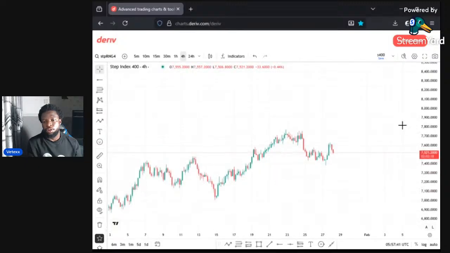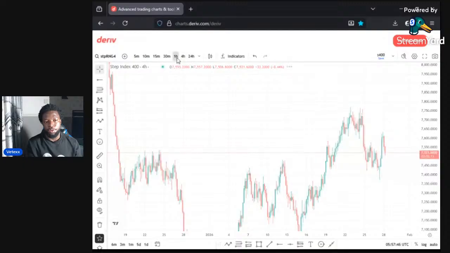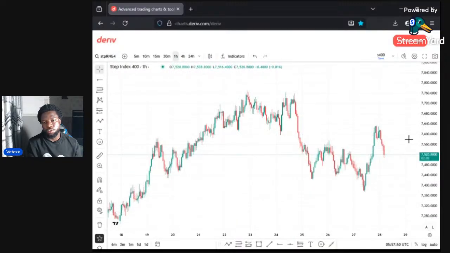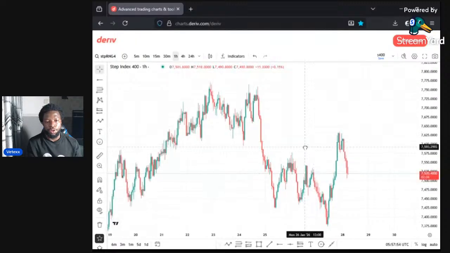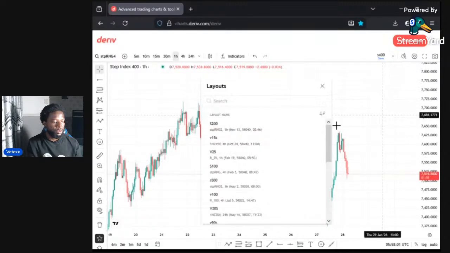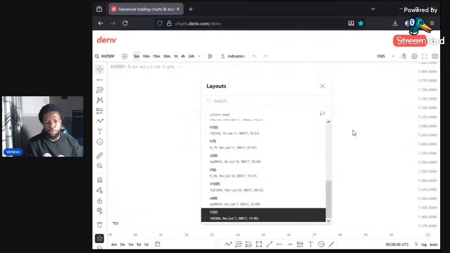So currently nothing here too. Let's go to the 1-hour time frame and check. So if we don't see anything on the 1-hour time frame, we won't go below that. So you can see nothing is happening on Step 400 at the moment. So let's check the next pair, which is V51S, Volatility 51S index.